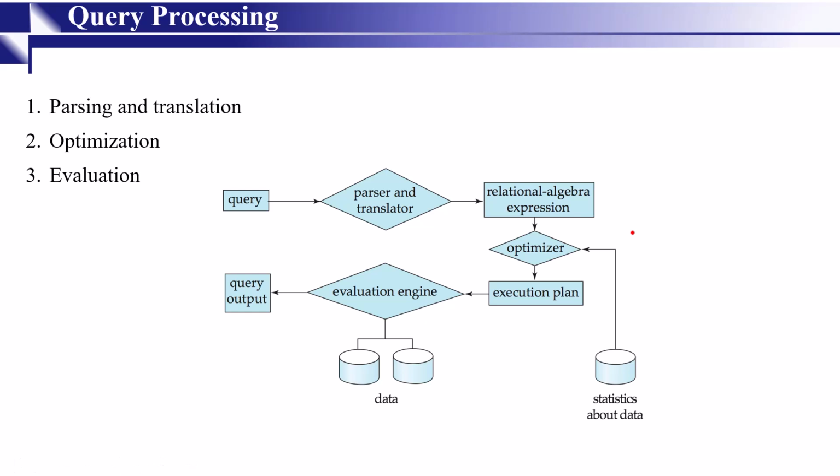Query processing has three steps. The first one is parsing and translation, then optimization to find the best execution plan, and also evaluation to run the query. Efficiency matters here. Cost estimation helps choose the fastest way, relying on database statistics.